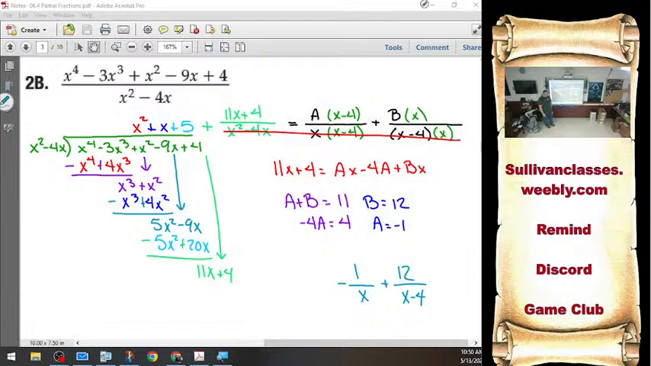You left all 3 of your younger siblings at Burger King. You are going to end up on CNN. X squared plus x plus 5, then minus 1 over x plus 1 over x minus 4. Okay?